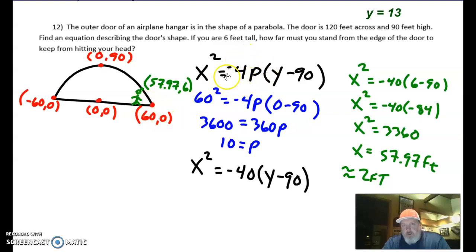So we know this is -4p. We don't have that value, but we have a vertex, and I can plug in the point. I use (60, 0), and that allows me to solve for p. So p was 10, so this is now -40. So here's my equation using a point on the parabola and the vertex. And this is x squared because opening down, and that's why this is negative.